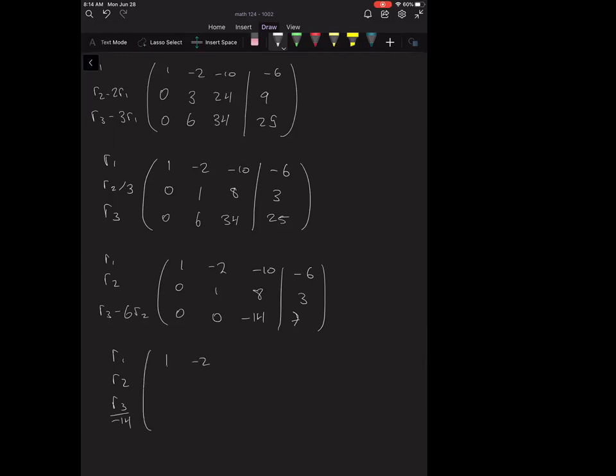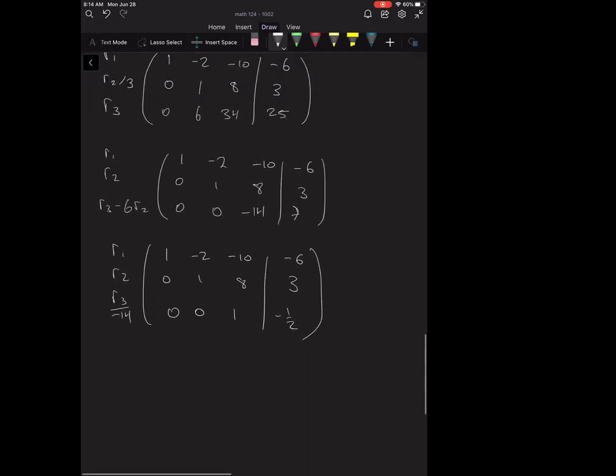So we have 1, minus 2, minus 10, 0, 1, 8. Over here we have minus 6 and 3. Now 0, 0, minus 14 divided by minus 14 is 1. 7 divided by minus 14 is minus 1/2. Okay, so now what does this bottom row tell us? This bottom row tells us that z is equal to minus 1/2, because we would have 0x plus 0y plus 1z is equal to minus 1/2. So there's one of our answers.